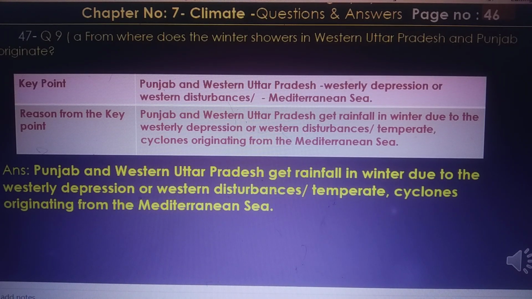Question number 47. From where does the winter shower in western Uttar Pradesh and Punjab originate? What is the key point? Punjab and western Uttar Pradesh, westerly disturbance, Mediterranean Sea. Punjab and western Uttar Pradesh get rainfall in winter due to the western disturbance, a temperate cyclone originating from the Mediterranean Sea.